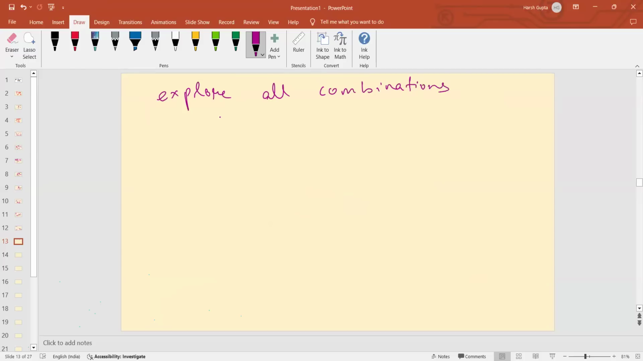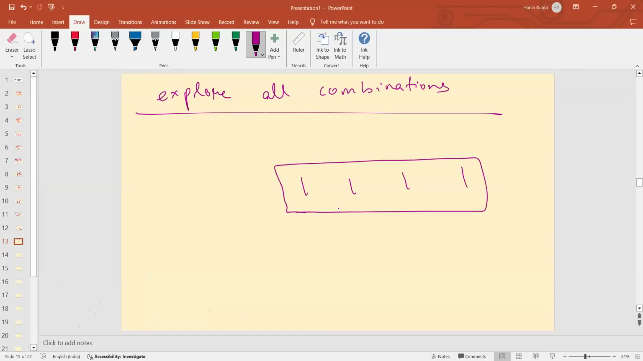Explore all combinations. By that, what I mean is, suppose I say that I want the final result to be this. There are 4 ones at the end. I want this. So can I say one thing? That all the numbers that are greater than this particular number can't be included.